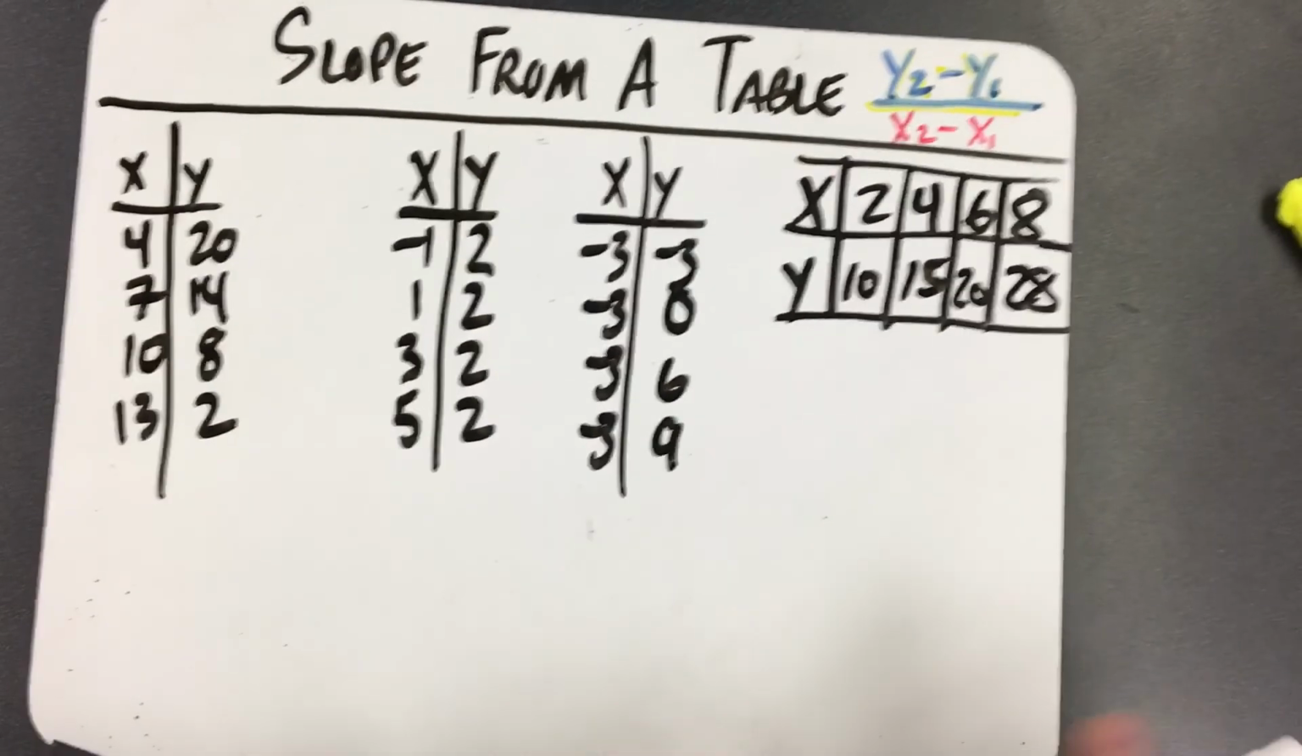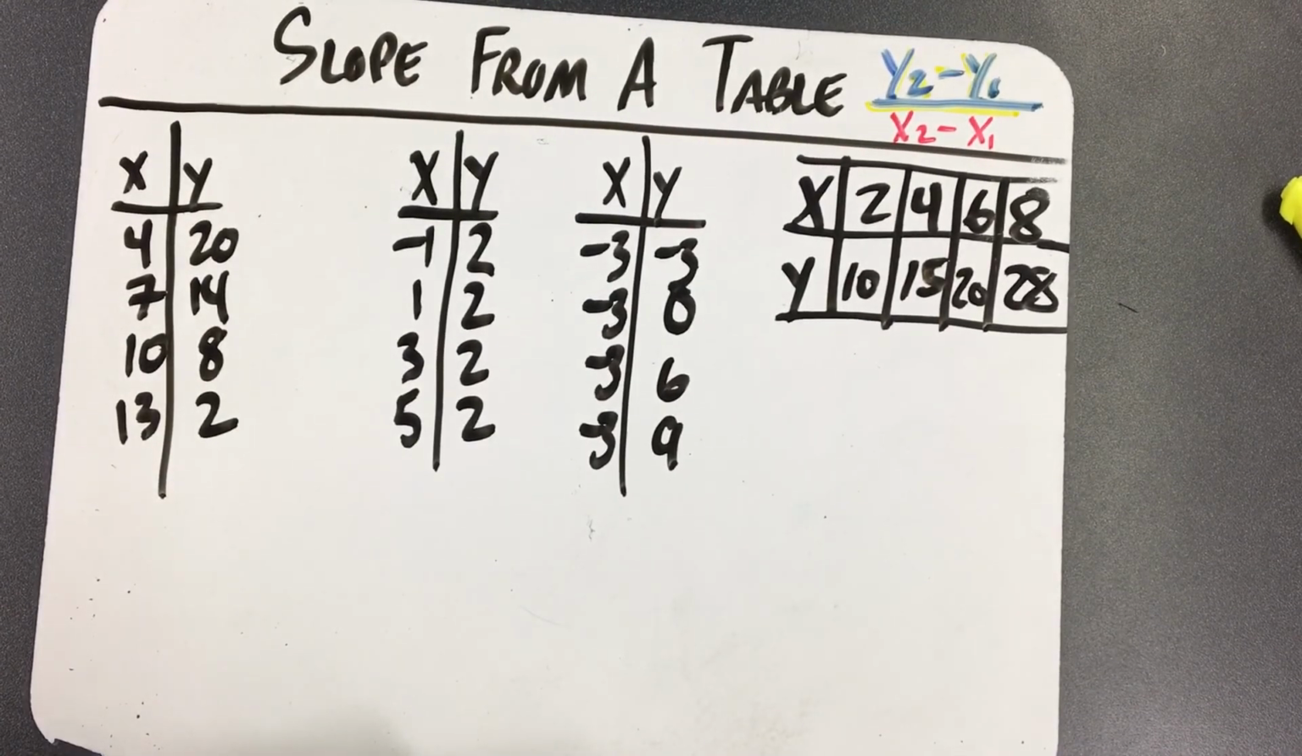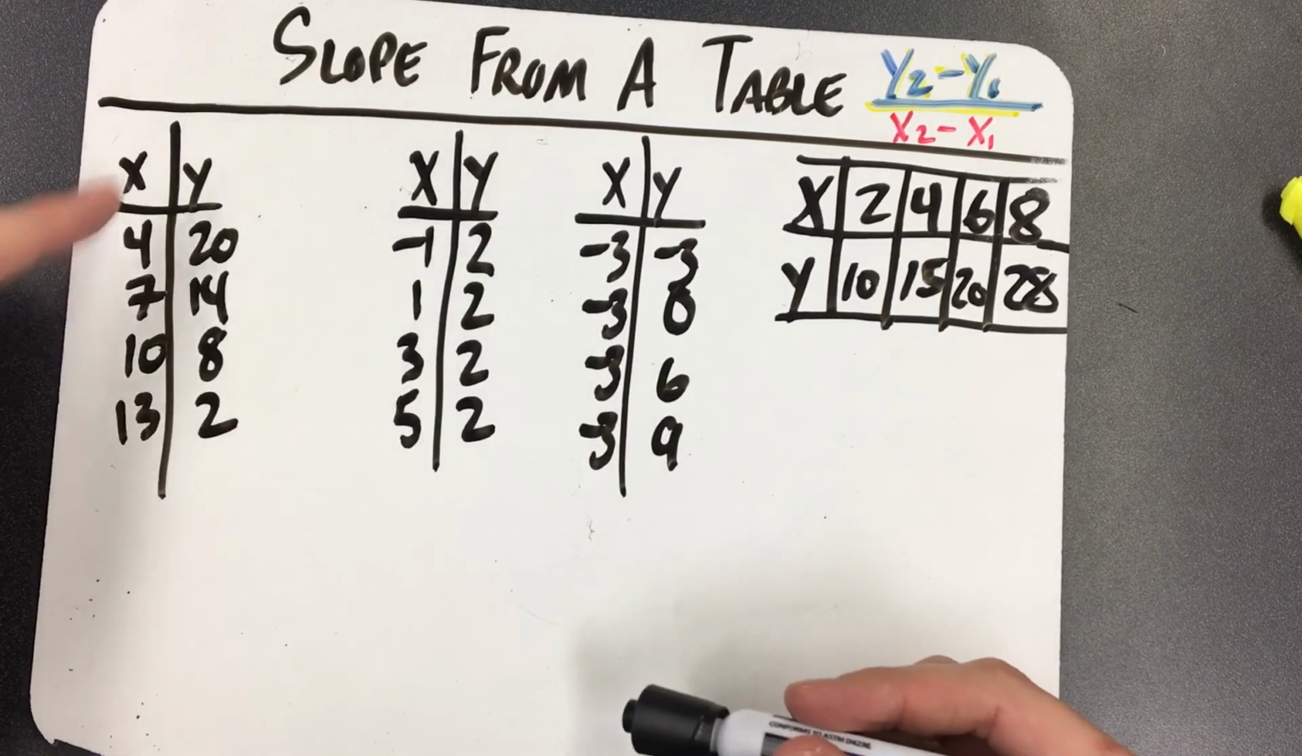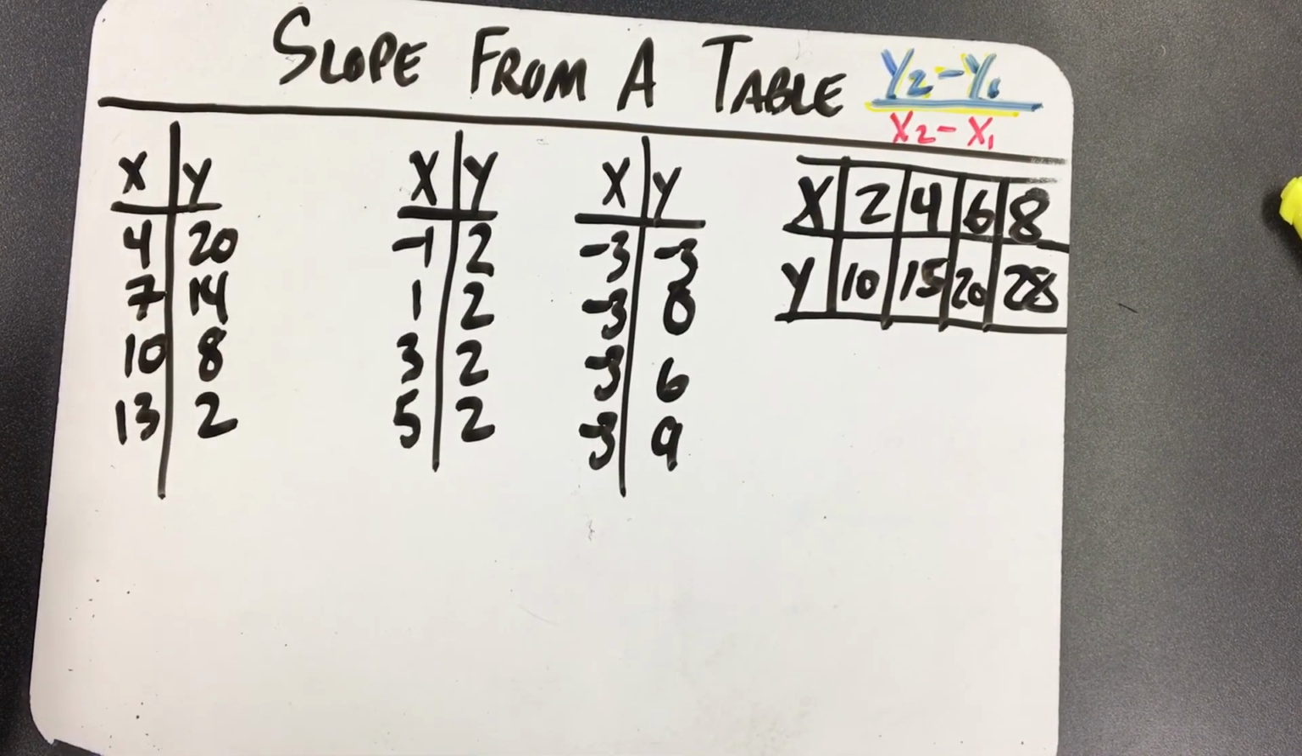Okay, we'll do a few of these and then we will get out of here. This video may be a little bit longer than I wanted. So they give you a whole bunch of points here. Do I have to pick all of them? Nope. You just need to pick 2 points. Pick the ones that are the easiest.